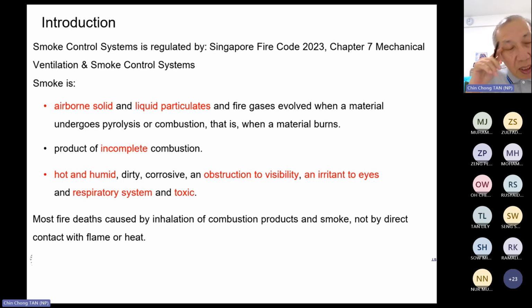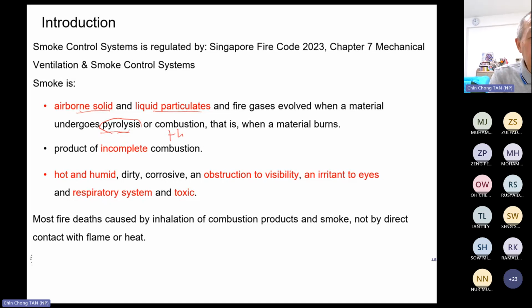So what is smoke? Very difficult to define, right? They can only tell us that smoke is an airborne mixture of solid and liquid particulates made up of many kinds of substances, because the material is undergoing chemical pyrolysis. I hope you know the meaning of pyrolysis.